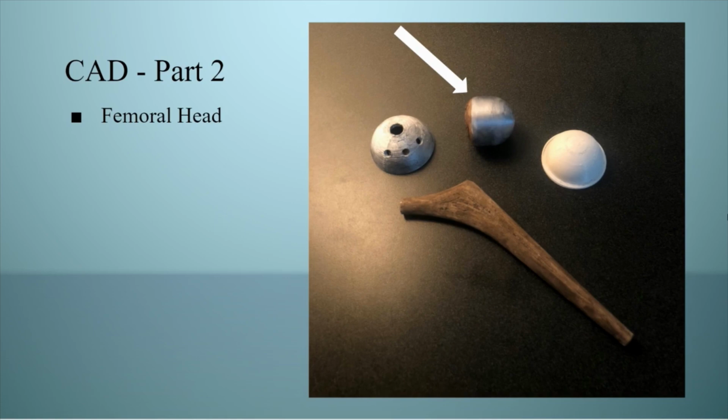To allow for the ball to rotate while staying in place, the acetabular cup is used. A plastic liner is placed between the ball and cup to reduce friction between the parts.